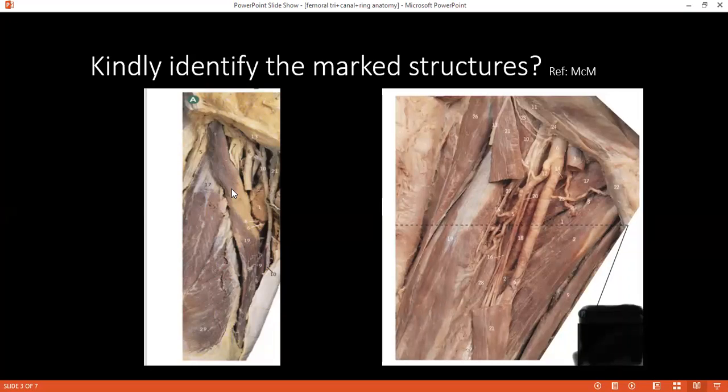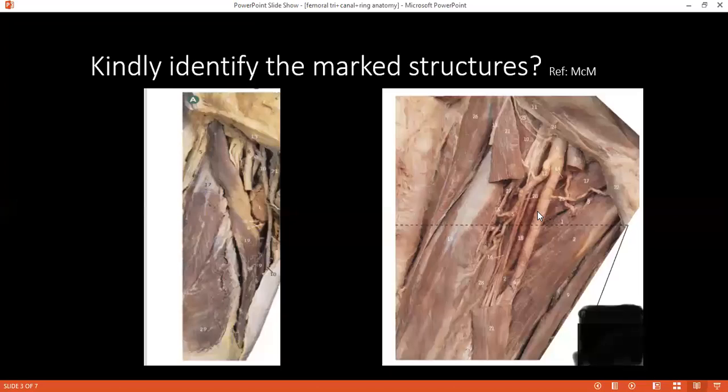Good. Can you please tell me the attachment of the sartorius muscle? The sartorius is attached to the anterior upper surface of the tibia, on the medial side. And the other end? Proximally, the anterior superior iliac spine, ma'am. And distally, the anteromedial surface of the tibia.